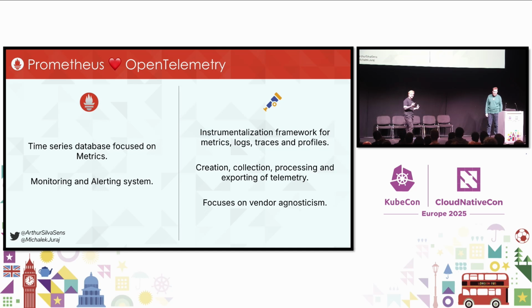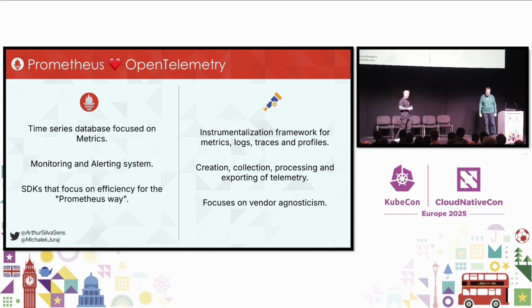But if we compare the two, why do we see them as competitors? Prometheus is a time series database focused on metrics, and it has a lot of features that allow monitoring and alerting systems, while OpenTelemetry is not a backend. It's not a database. It focuses on creating telemetry and making sure that telemetry types correlate well together. So if Prometheus doesn't exist, OpenTelemetry still needs a good backend for the metrics.